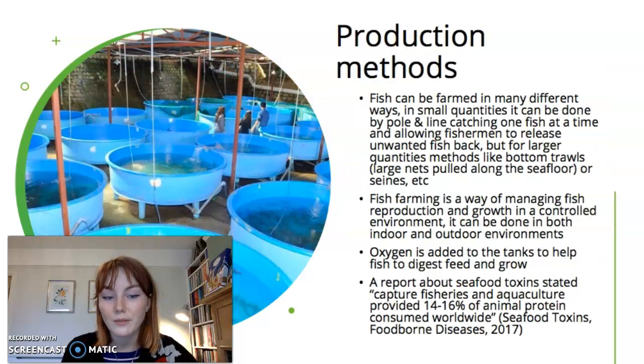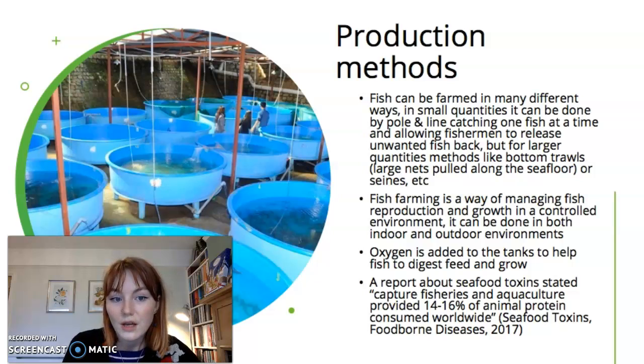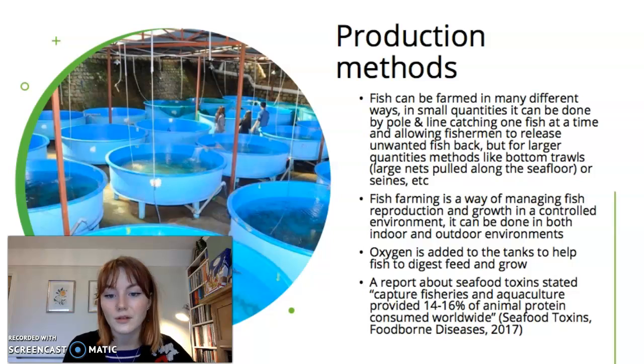So on to production methods. Fish can be farmed in a number of different ways, but I've just chosen a few. For fishing in small quantities, it can be done by pole and line, and that's just done by a fishing line. It allows fishermen to catch one fish at a time, so it's very slow and methodical, but it also allows them to be able to release fish back that they do not want to farm. There are other methods as well for fishing in larger quantities, like bottom trawls. This is a large net that's pulled along the seafloor or seams.